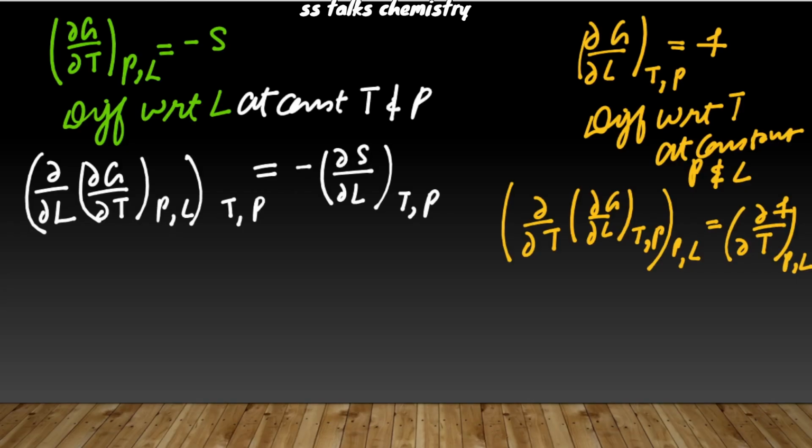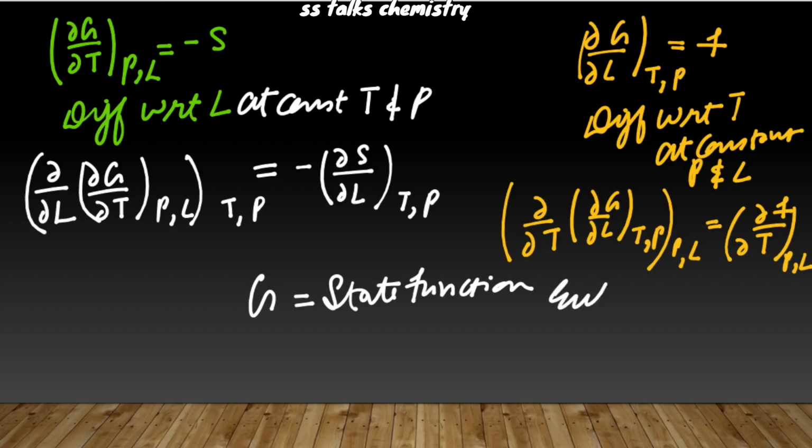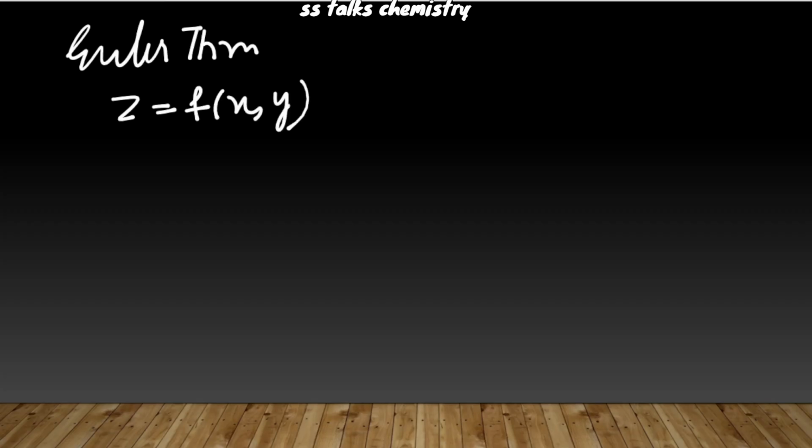So now we know that Gibbs free energy is a state function, and it follows Euler's theorem. Let me just tell you about Euler's theorem. If you have z, which is a function of x and y, so z is a state function, then only this Euler's theorem is followed.